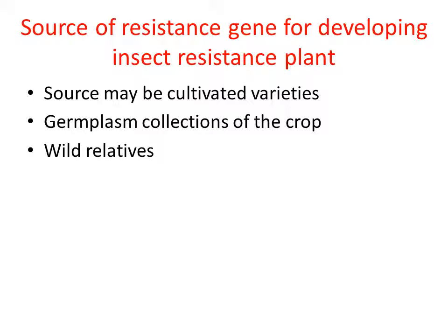Either we can raise the resistant plant by conventional plant breeding method, or it can also be done by advanced techniques like recombinant DNA technology. But in this lesson, we are focusing on the resistant plants raised by conventional breeding methods, right? So what are the advantages of this resistance plant?